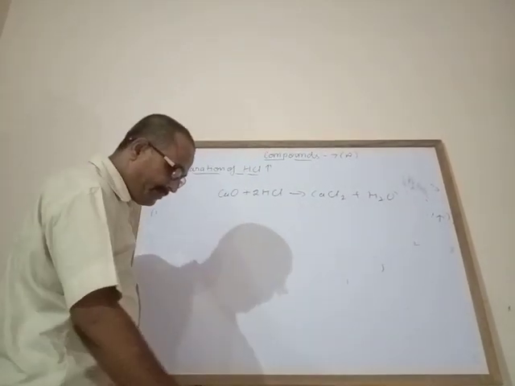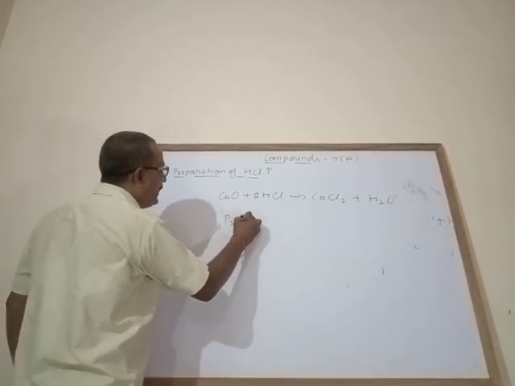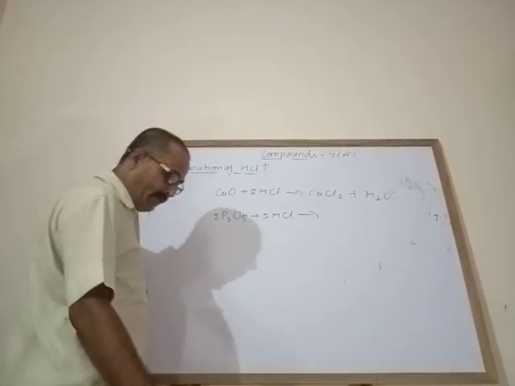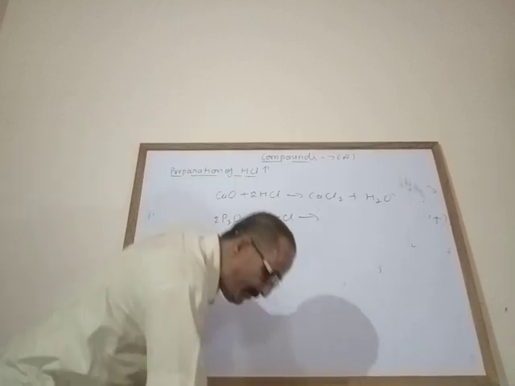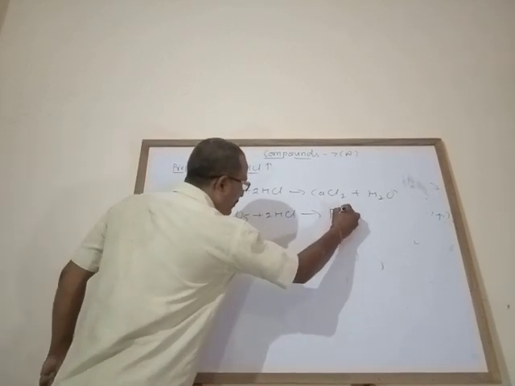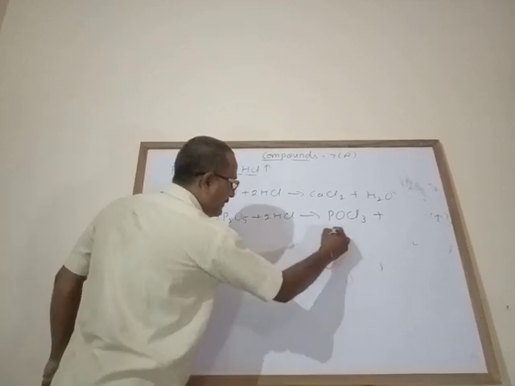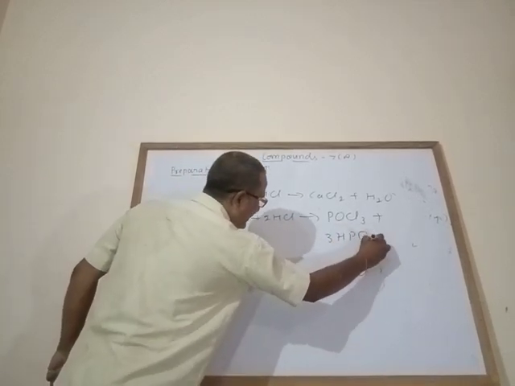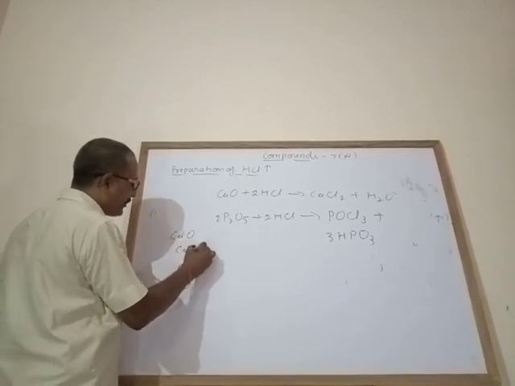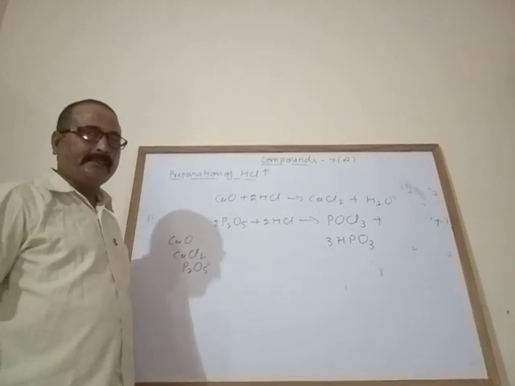Now with phosphorus pentoxide, P2O5 with hydrogen chloride, what does it form? It forms phosphorus oxychloride and metaphosphoric acid. Phosphorus oxychloride and metaphosphoric acid. So we can't use calcium oxide, calcium chloride and phosphorus pentoxide as drying agents.